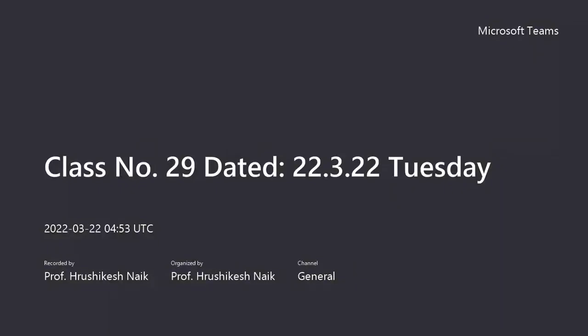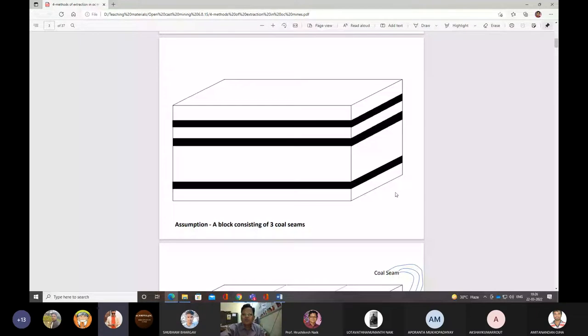The surface mining methods. So you know that these are the coal seams. Three coal seams are there. This is the bottom coal seam, this is the middle coal seam, and this is the top coal seam. And above the top coal seam, this white portion is the waste material, your overburden material. So you have to mine these three coal seams.